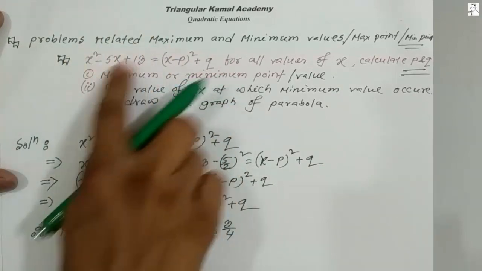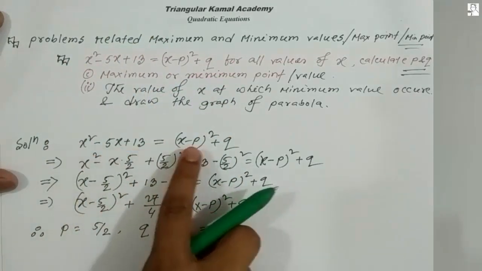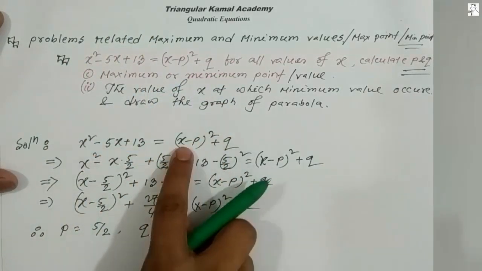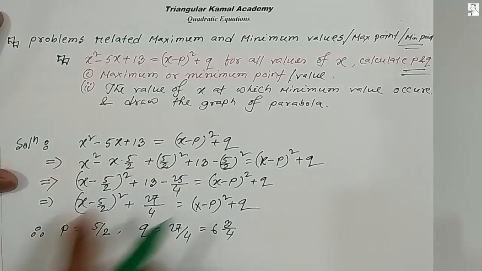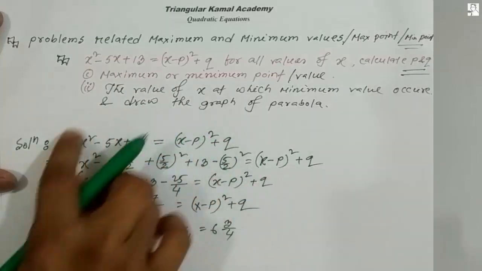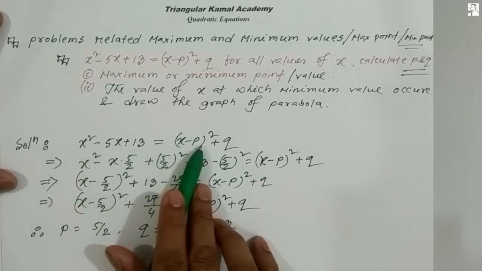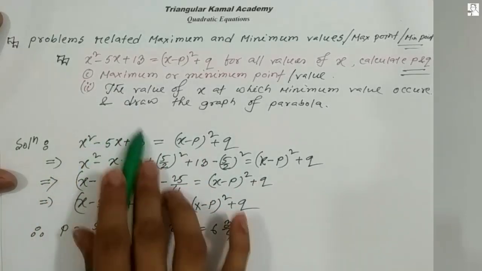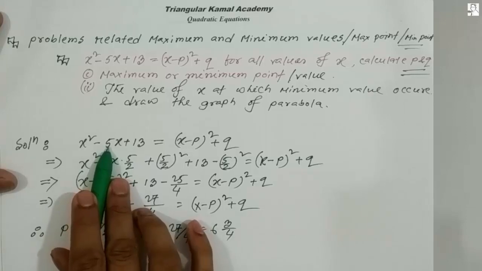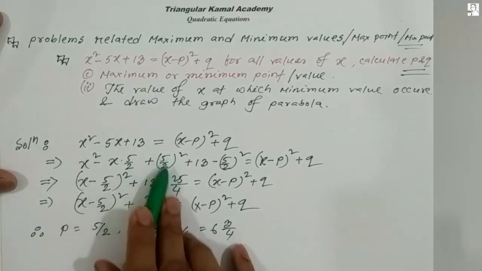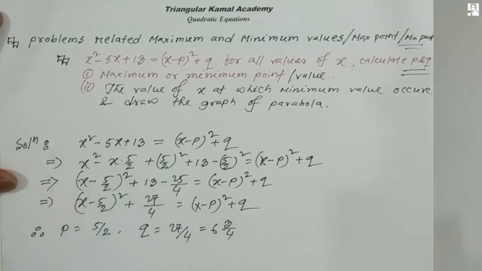First, the given equation x square minus 5x plus 13 equals (x minus p) whole square plus q. Comparing both sides, we have to arrange the data like the right side. So now this is the square format. To make the square format, we always consider the 5. So 5 divided by 2, and (5 by 2) whole square, in the form (a minus b) whole square.